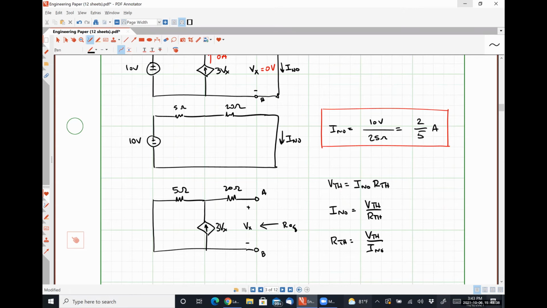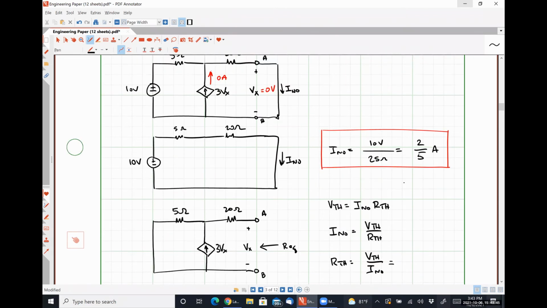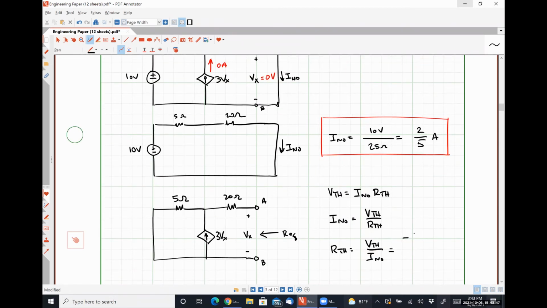So we can see pretty easily here that our R Thevenin is going to be negative 10/14 of a volt. So negative, let's see, 5/7 of a volt divided by 2/5 of an amp is going to look like negative 25/35. Is that right? 14, yeah, sorry.